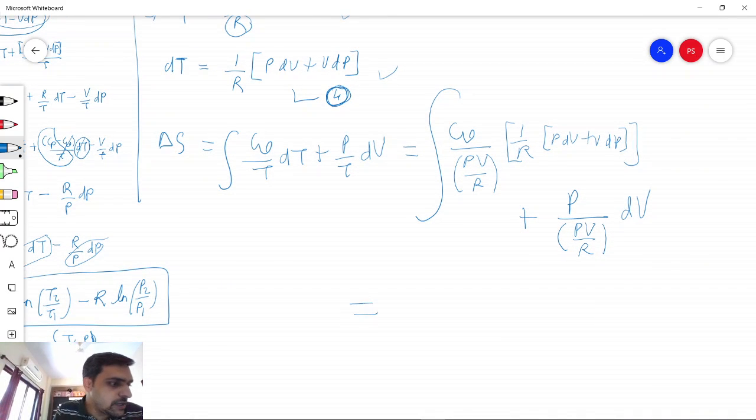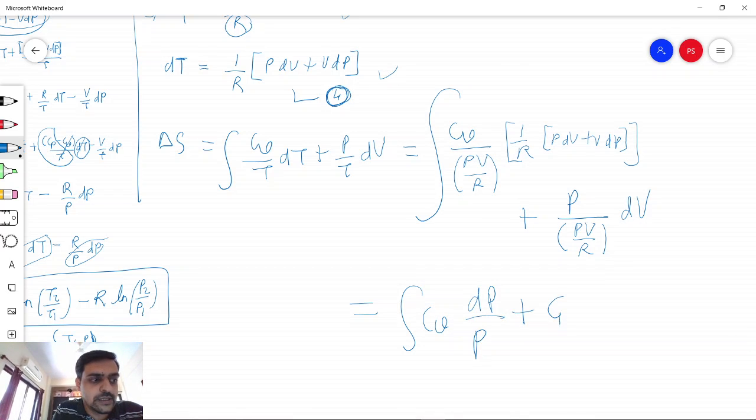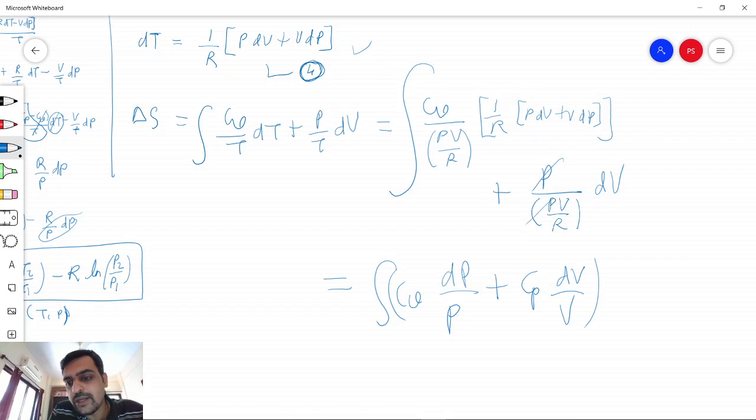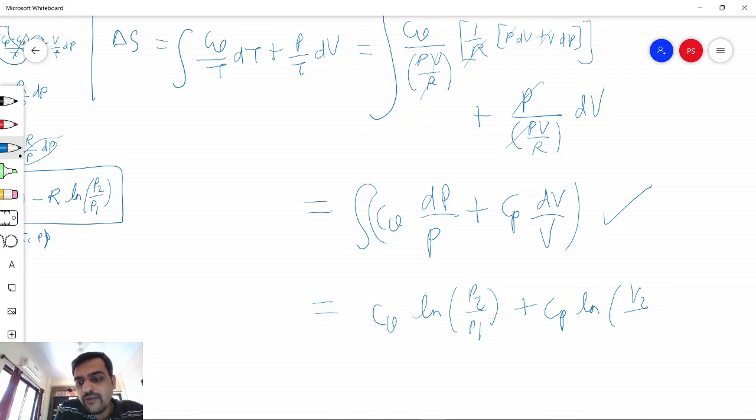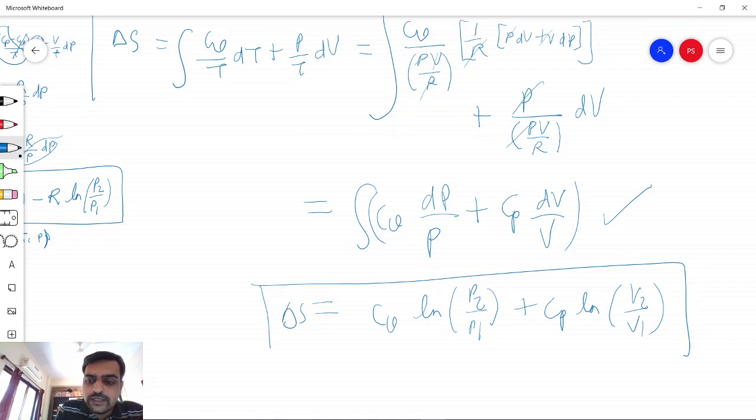Now this can be simplified further, and we will get integral Cv dP by P plus integral Cp dV by V. That's it. So this is a very easy expression. We can see that P disappears, R comes outside, and we get 1 by V dV. Similarly, here many things are going to disappear: this R, then this P, then this V, and this can be further simplified to get this particular expression. Now we can integrate it easily to write Cv log of P2 by P1 plus Cp log of V2 by V1. So this is the change in entropy of an ideal gas expressed in terms of variables pressure and volume.